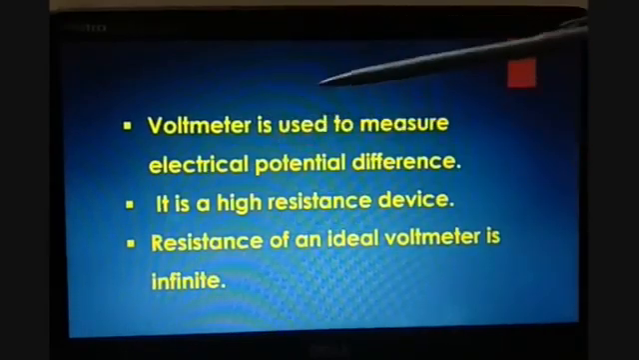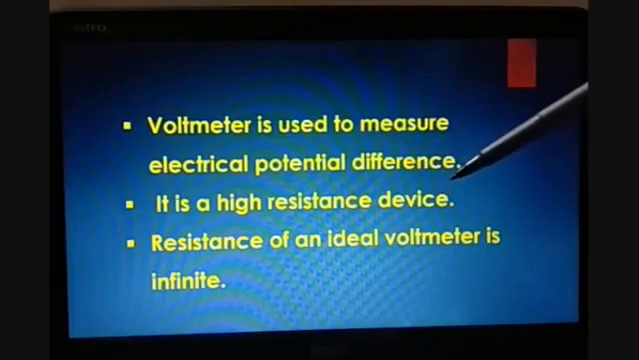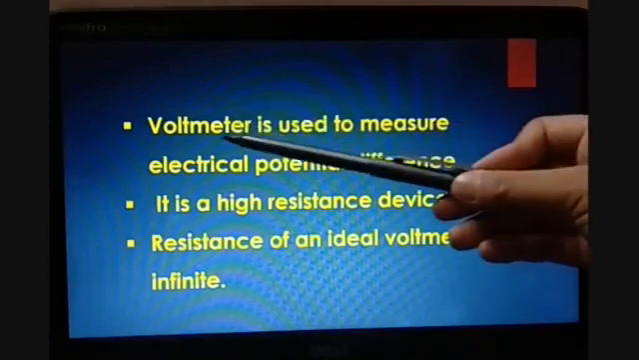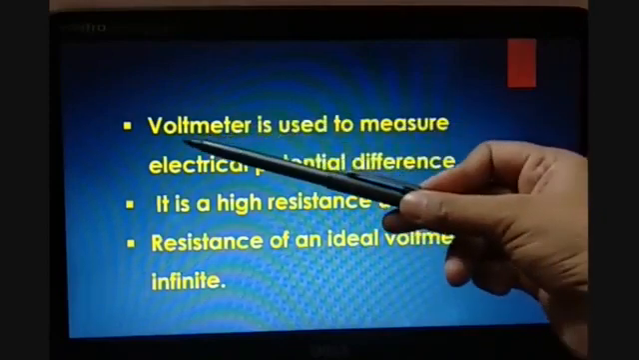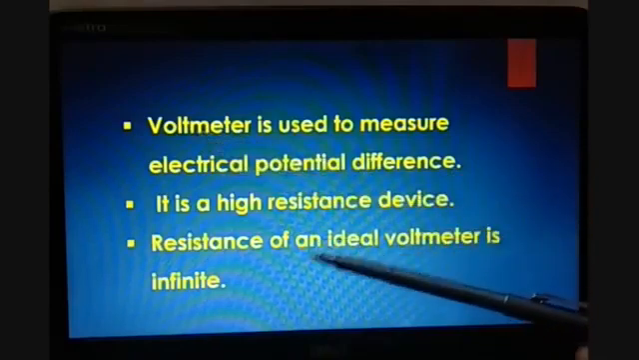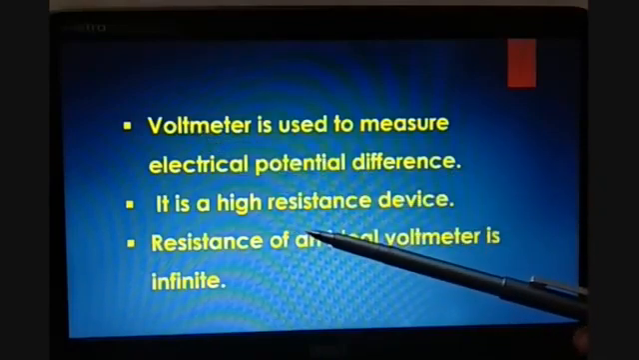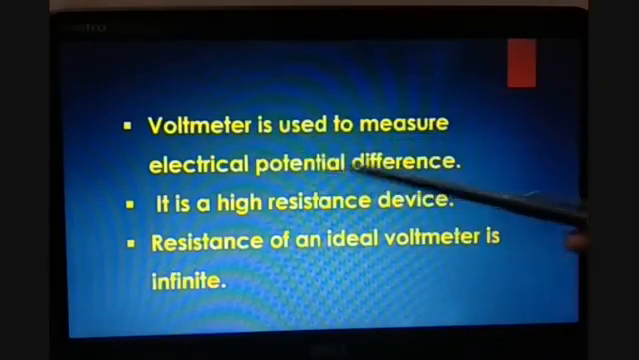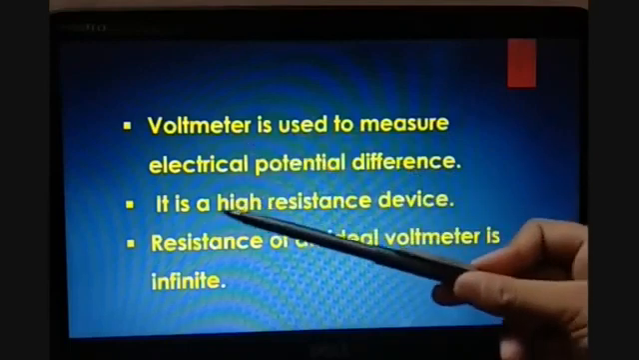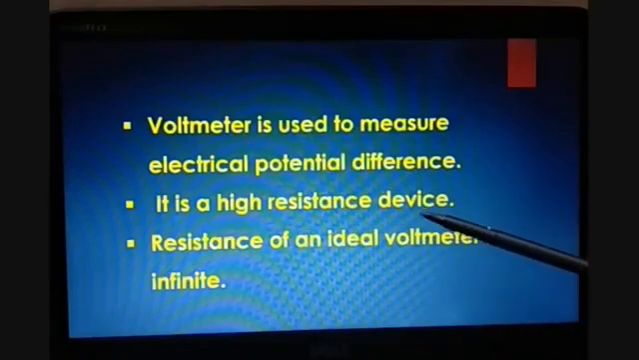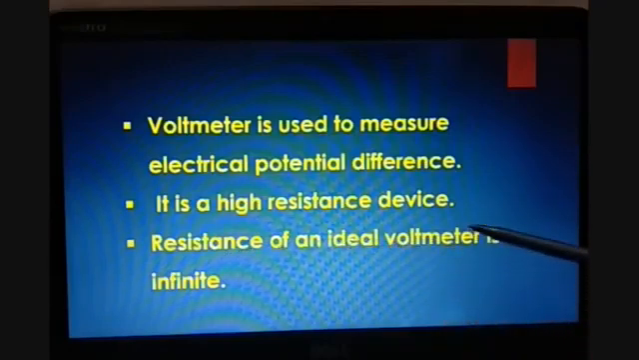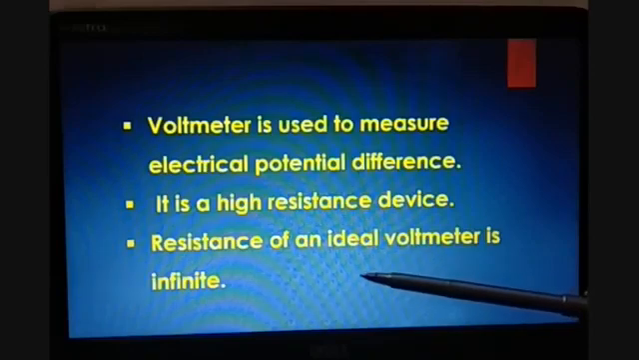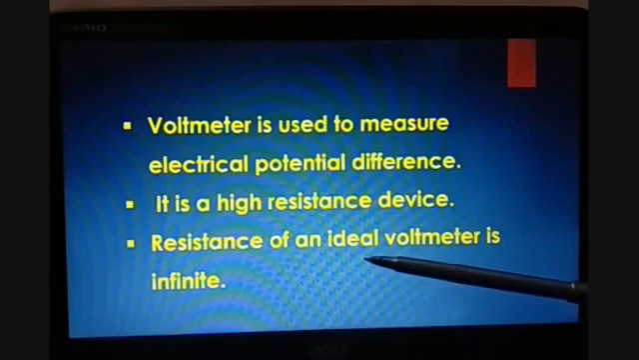What is the instrument that is used to measure the potential difference across the ends of the conductor? That is the voltmeter. The voltmeter, which measures the voltage or the potential across the ends of the conductor, is used to measure the electric potential difference. This device is a high resistance device. The resistance of an ideal voltmeter is infinite. It has a very high resistance so that it can measure the difference between the two ends of the conductor.